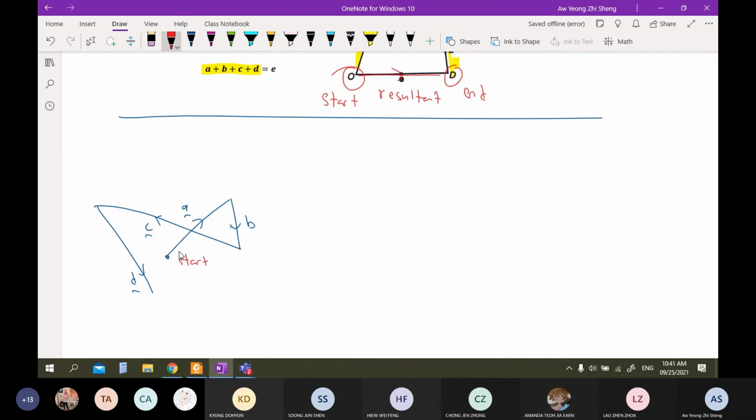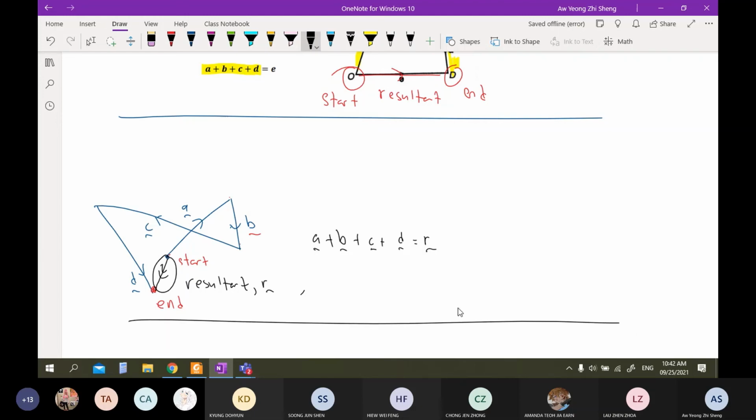So what's important is that you have a continuous flow of the arrows. The vectors are connected end to end. So we have A followed by B followed by C followed by D in a continuous flow. And then this single vector that connects the very start to the very end, this single vector will be known as a resultant. And so you have A plus B plus C plus D equals the resultant, let's call it R. So it will be equal to R.